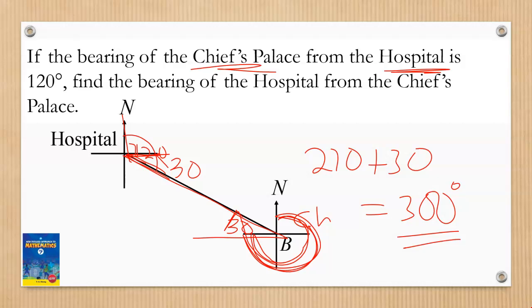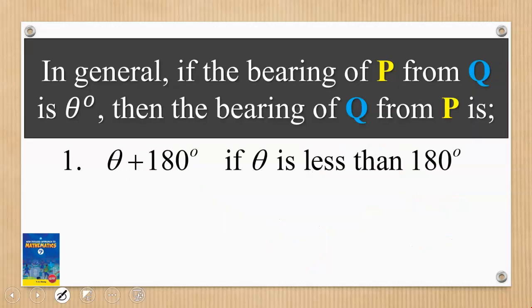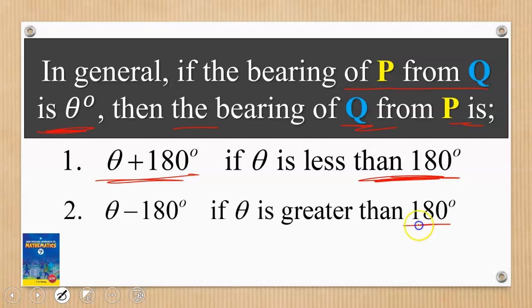So you know you can read bearings now. In general, what we can conclude is that if we have a bearing of P from Q and the angle is theta, then the bearing that will take it back, Q from P, if that angle is less than 180, just add that angle to 180, and it will give you your result. And if the angle is more than 180, just subtract 180 from the angle and you get the result.